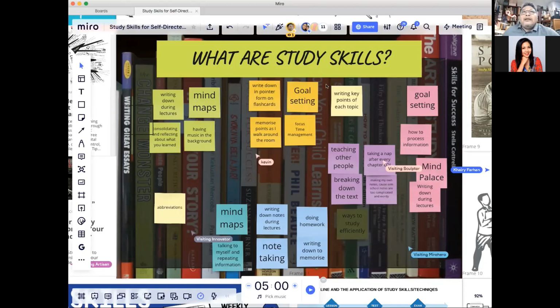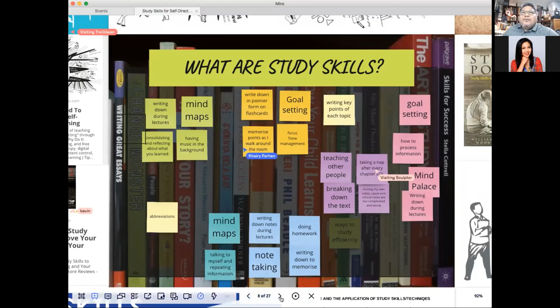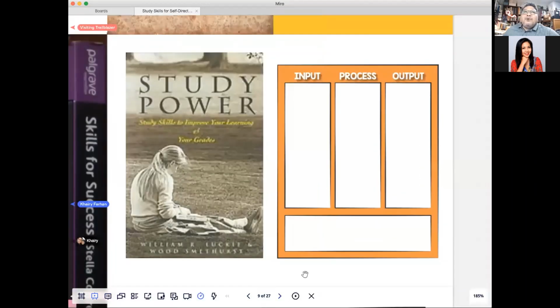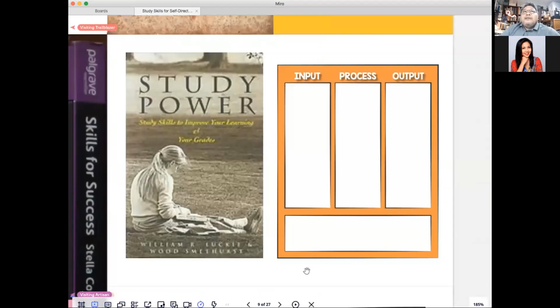And if you look at the background here, these are just some of the books that I have that relate to study skills or learning skills that I've gathered over the years. And one book that really pushed me into this field is this book by Luckie and Smethurst, entitled Study Power, Study Skills to Improve Your Learning and Your Grades.